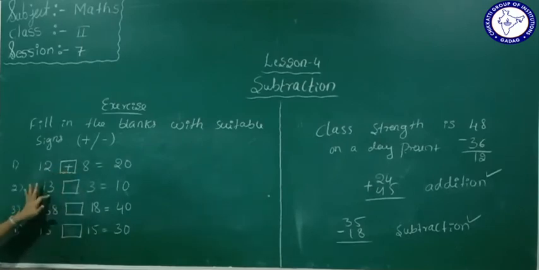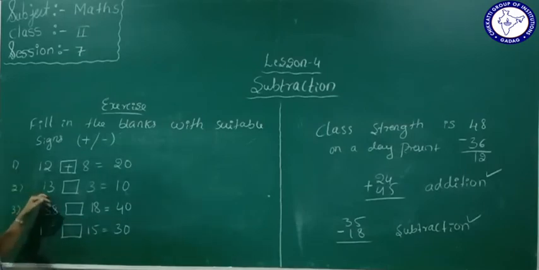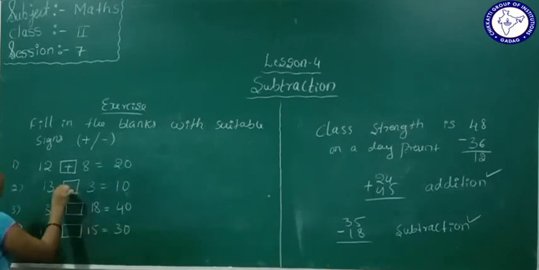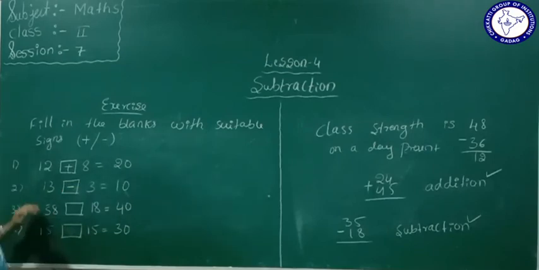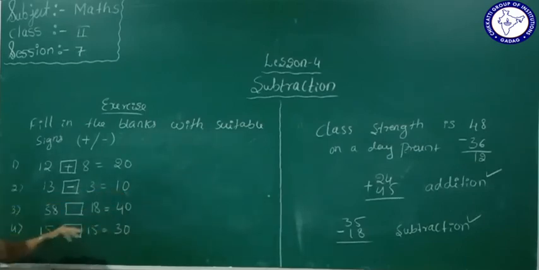Next one, in 13, what is the sign here? 13, a box, 3, and the answer is 10. If we add 13 plus 3, it becomes 16, but the answer given here is 10. So what will we do here? We subtract 3 from 13, so we get the answer 10. Understood this one?